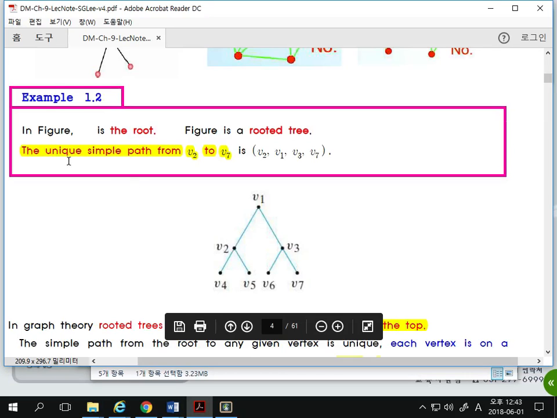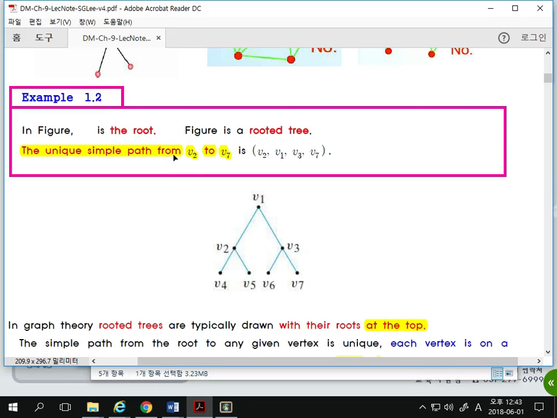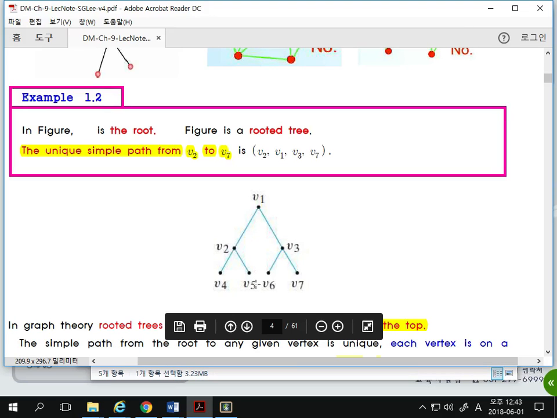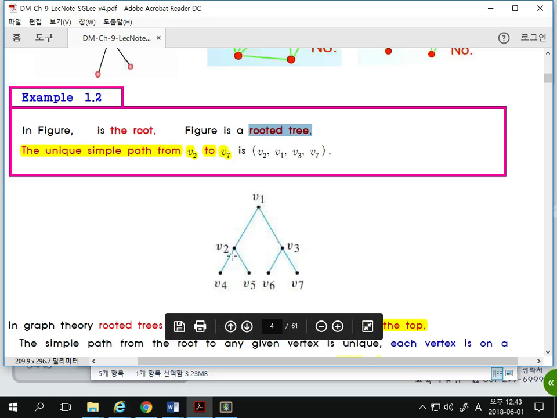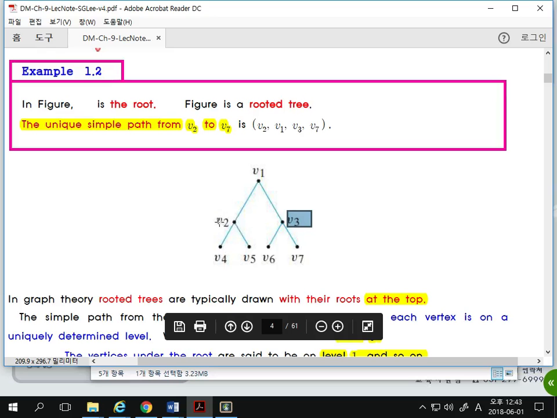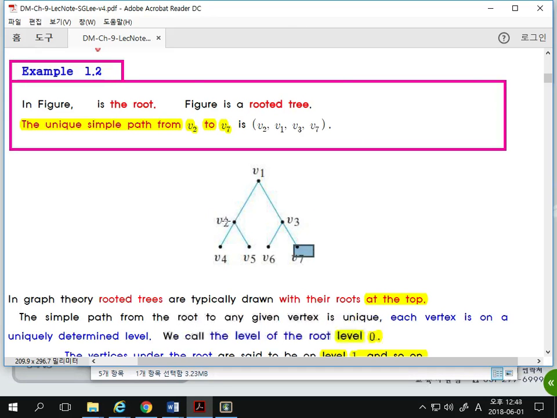Okay, and in a rooted tree, a unique simple path from a vertex to another vertex exists. If we have a rooted tree, then we have a unique path from one vertex to another. For example, from V2 to V7, we go from V2 to V1, V1 to V3, then V3 to V7. So there's only one path to go from here to here.